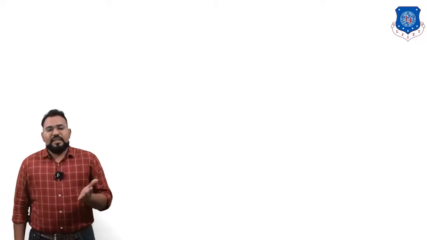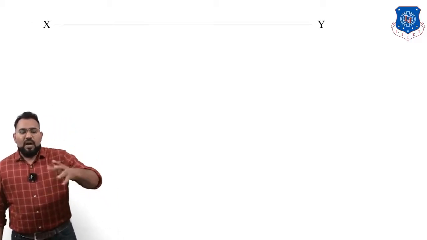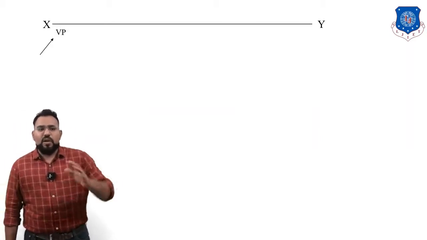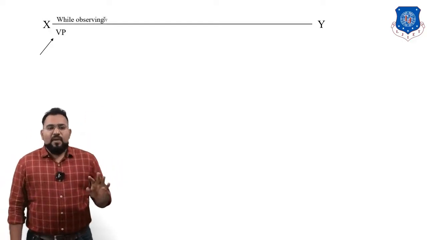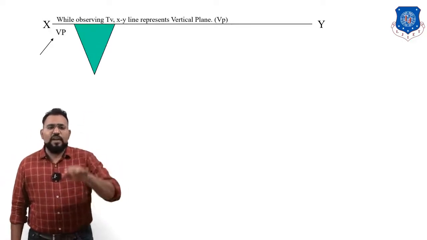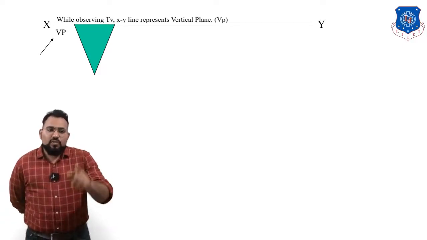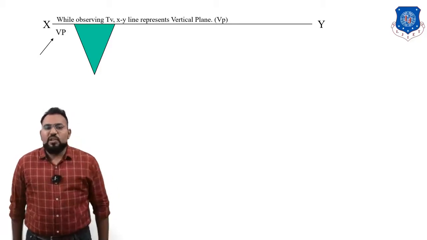Now let us see the second figure over here. Now we will talk about things with reference to VP. You know that VP will be taken below the XY line, so we are assuming the whole thing in the first quadrant. Now let us assume over here. Can you tell me the condition of this solid? Yes, you are right. This solid is resting on VP.